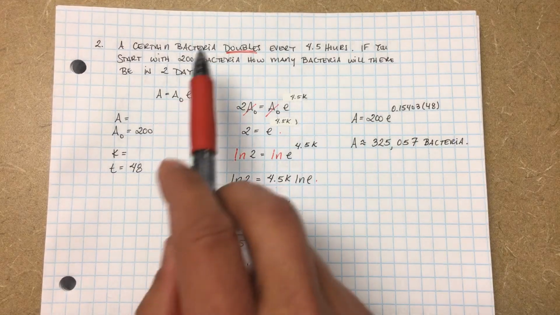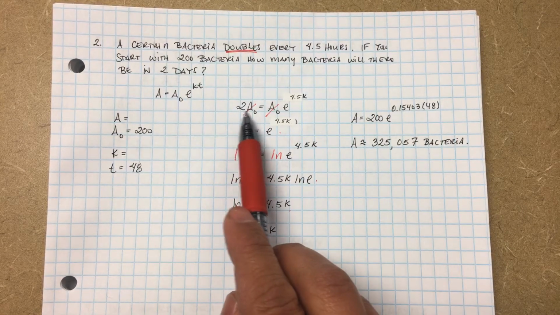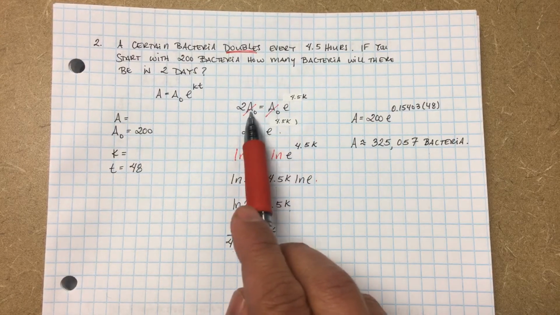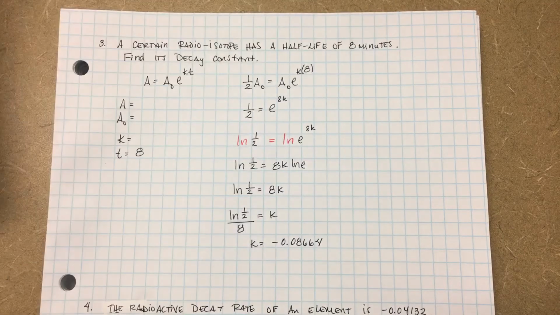Okay, so notice when the bacteria doubles, it's just twice of whatever this guy is. So 2a sub 0 over a sub 0, these two are going to simplify out. All right, let's do another one, guys.